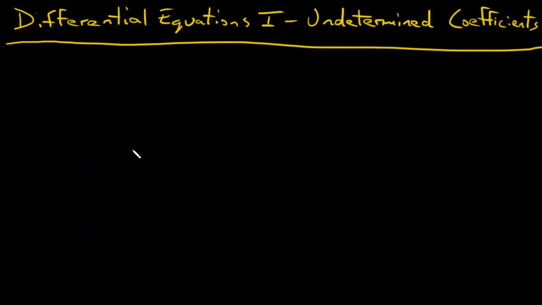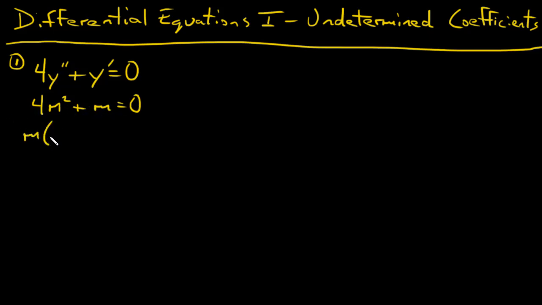But before we do that, let's tackle this homework and knock it out super fast because it's not bad at all. So let's say that we start with number 1. So you have 4y double prime plus y prime equals 0. And so when I do the auxiliary equation, I convert this into my m's. I get 4m squared plus m equals 0. So I can factor out an m, and I'm going to be left with m times (4m plus 1) equals 0.